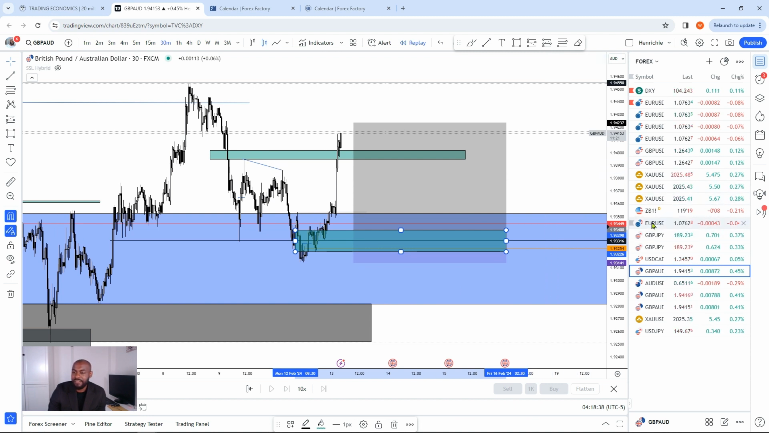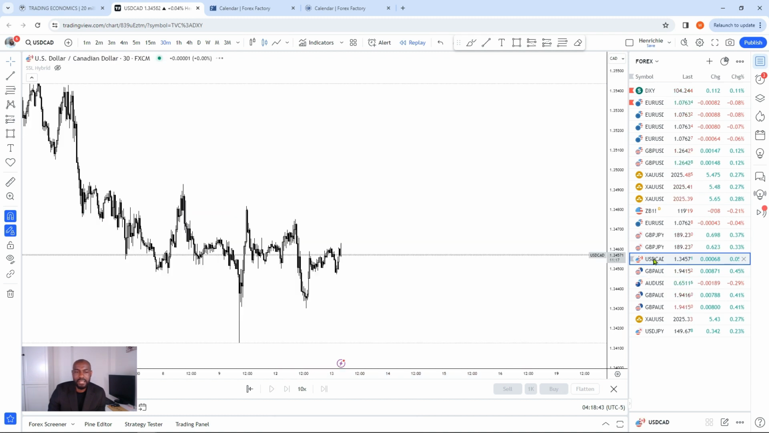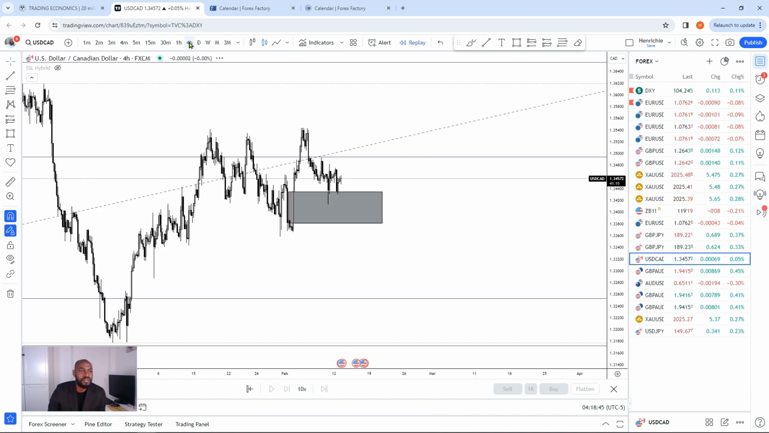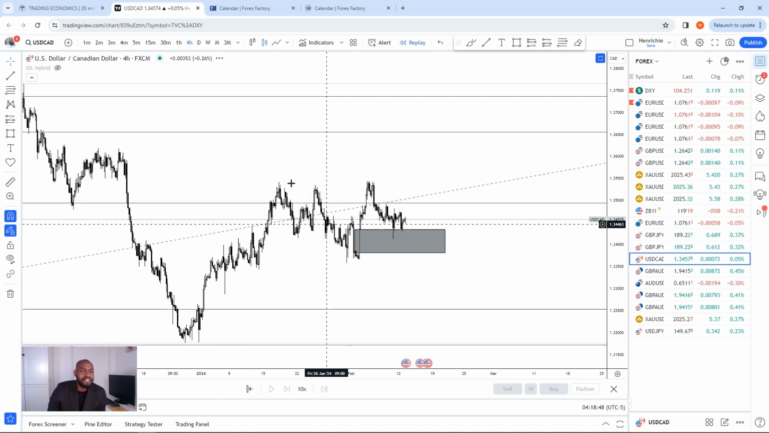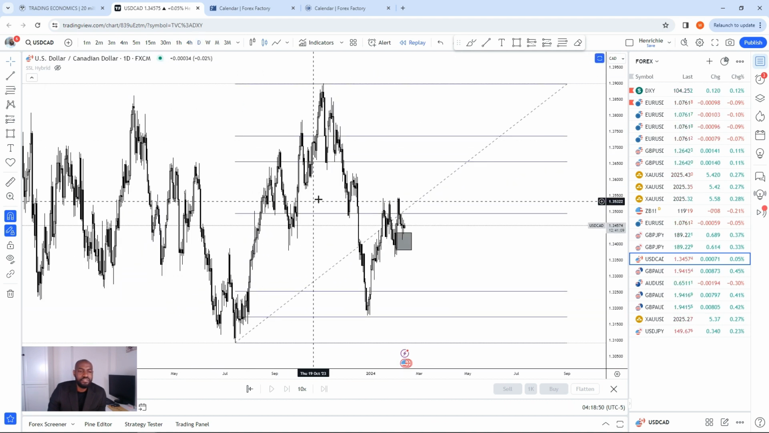So that is all I'm looking forward to see on GBPAUD. If you have any pairs that you want me to take a look at, you can still drop it in the chat and I'll look at it. So we're going to look at USDCAD as well. For USDCAD, I still remain bullish.